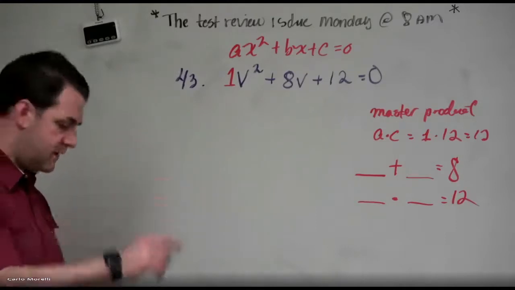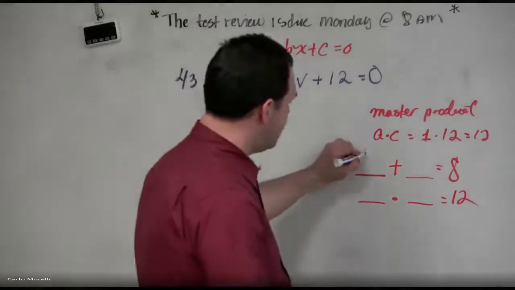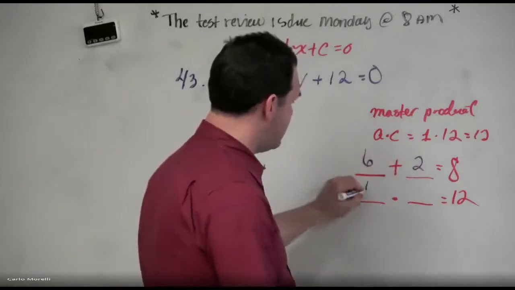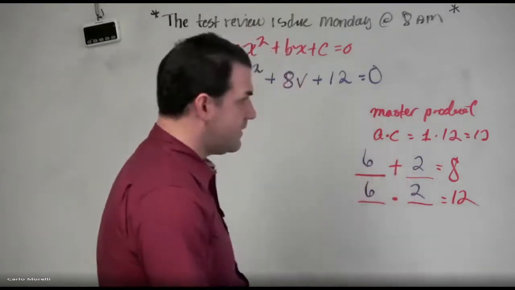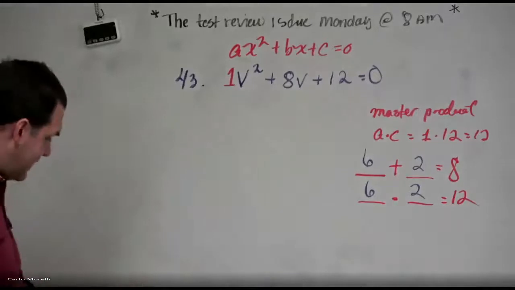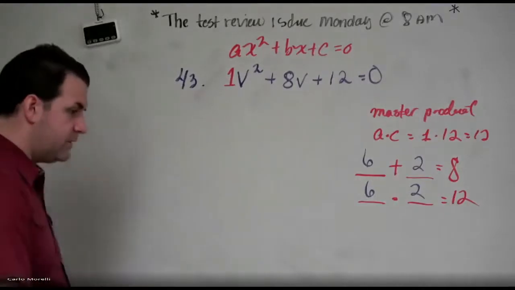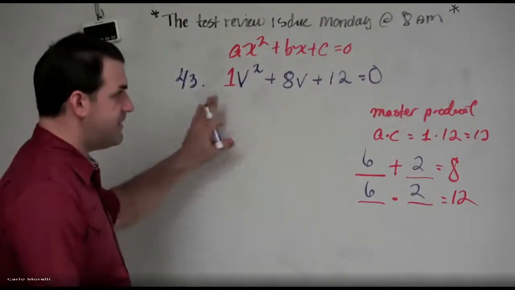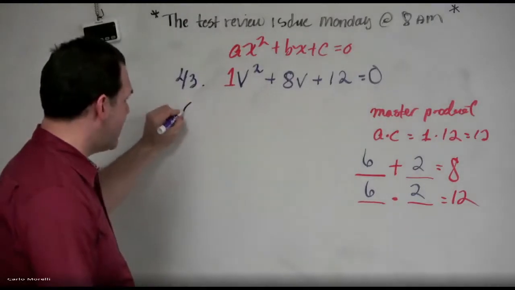6 and 2. Very good. So we have 6 and 2 and 6 and 2. 6 plus 2 is 8. 6 times 2 is 12. Now the next step is crucial. We're going to rewrite this standard form quadratic in factored form.